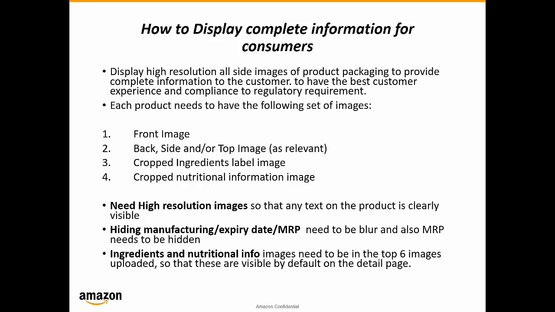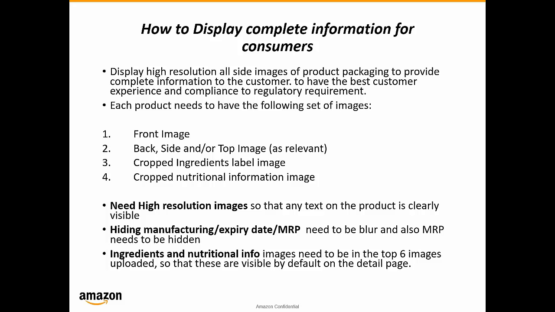It should hide the manufacturing date, meaning that it's not necessary for you to give a manufacturing date or expiry date when you're displaying the image on our Amazon.in website. So it's important that you blur that MRP. It's only if MRP is written, that's fine. That should be displayed on the Amazon.in website.